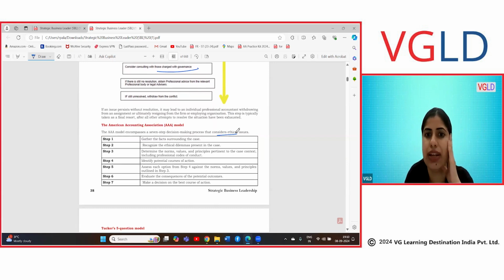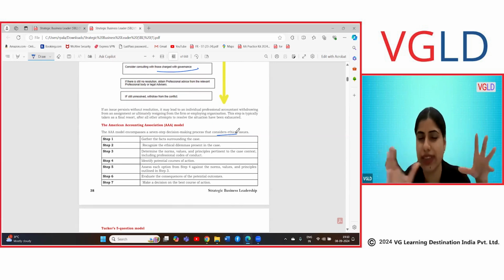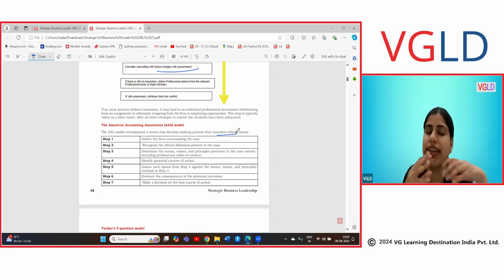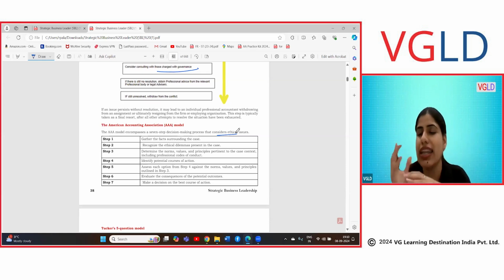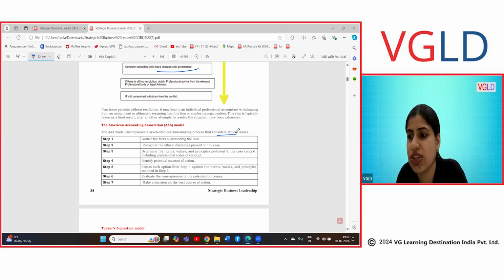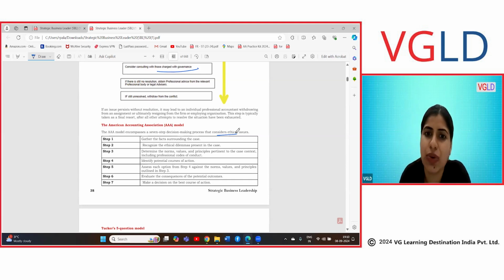First thing, step one, you have to gather the facts surrounding the case. Like, okay, what is the case? What are the main facts of that area? Then you have to find out the dilemmas regarding ethics in that specific case. Like, in this situation, this could happen. And determine the norms, values, and principles. Then after that, you have to think about the potential courses of action. In this particular situation, these options are also available.